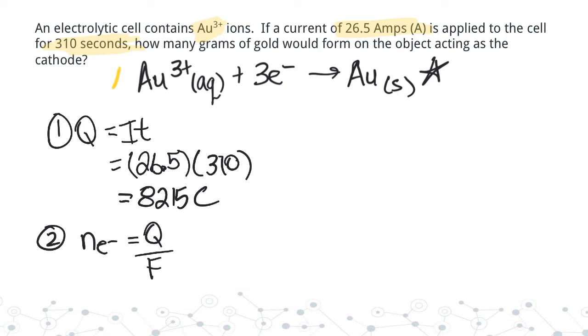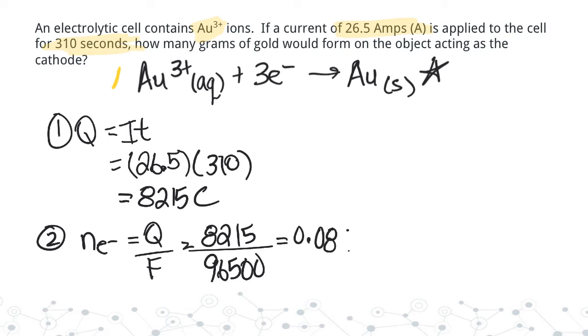Step 2, we're going to take that and find the number of moles of electrons by taking the charge and dividing it by Faraday's constant. So that's 8,215 divided by 96,500, which is going to give us 0.08512 moles. From there, that is the number of moles of electrons. So that is this value here.